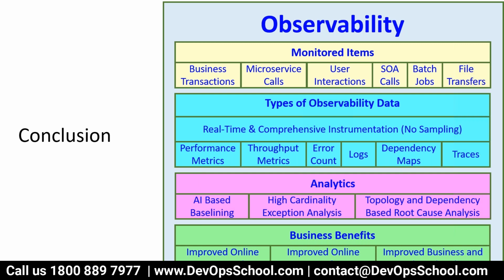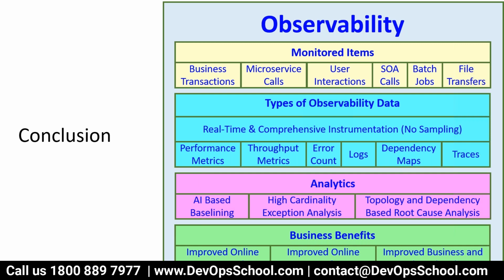You need to set up AI analytics: AI-based high cardinality, topology and dependency analytics, baselining analytics, exception analysis, based root cause analysis. And then at the end of it, you should bring some business benefit, because we are going to spend so much time and energy on this work. So yes, it should help us in terms of business benefits.